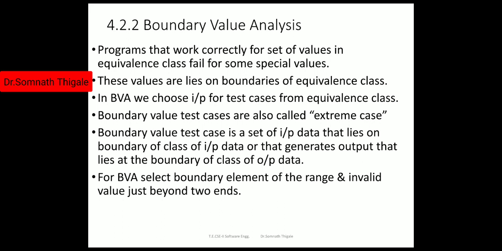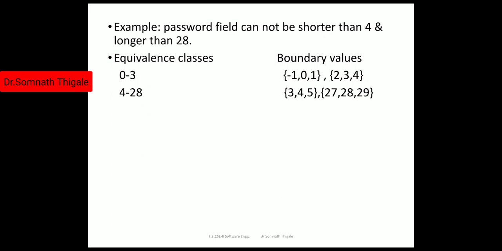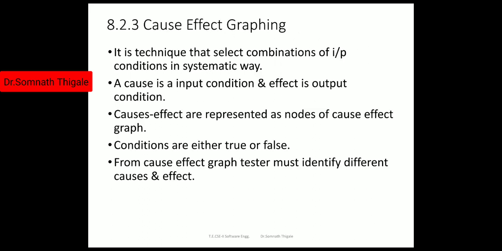Now next we will focus on the third part, called what? Cause effect graphing. It is a simple technique that considers combinations of input conditions in a systematic way. A cause is an input condition and an effect is an output condition. So cause and effect are represented as nodes of the cause effect graph, and conditions are either true or false. From the cause effect graph, the tester must identify different causes and effects.